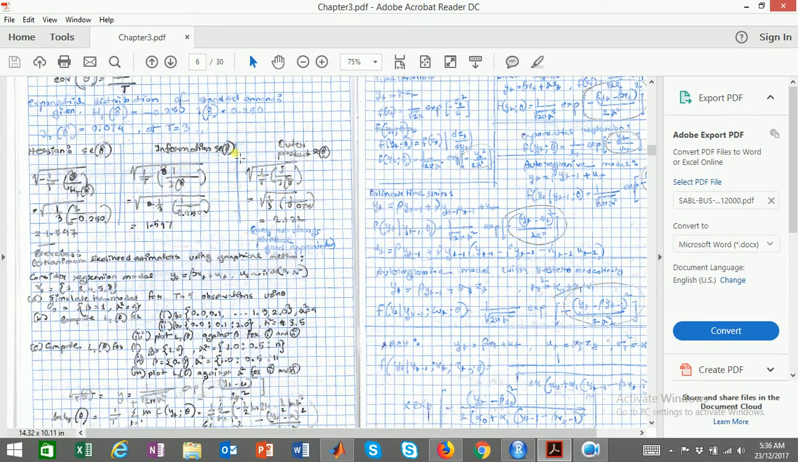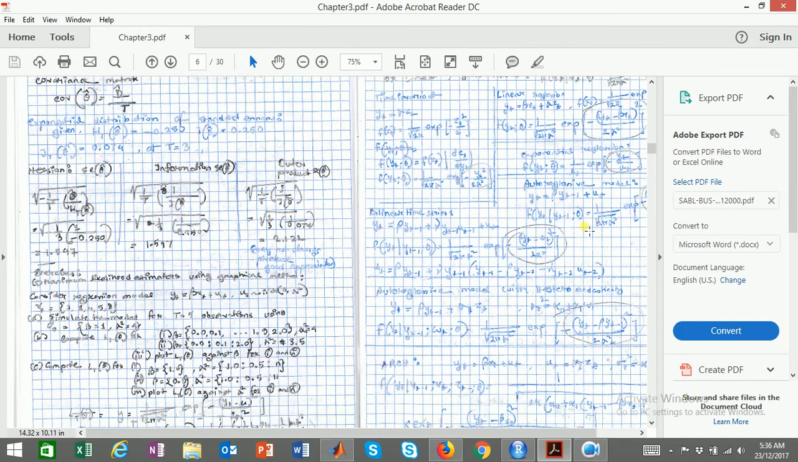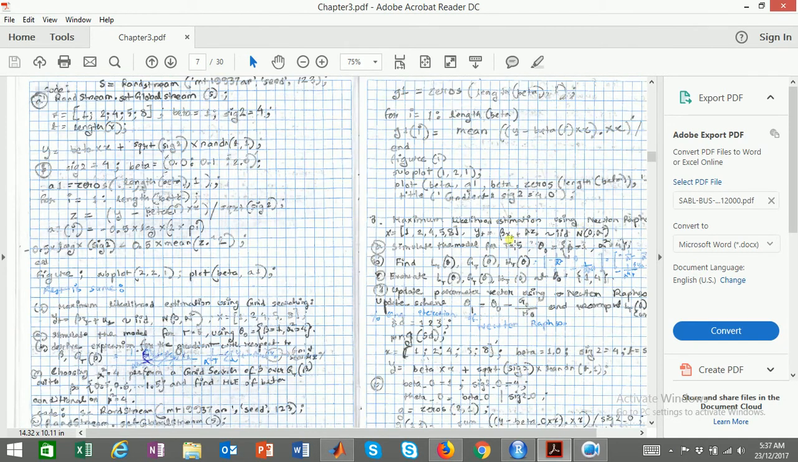So there is a problem where we solve for grid searching. We'll do this problem later. Then comes standard error with nonlinear function. Okay, these are all.